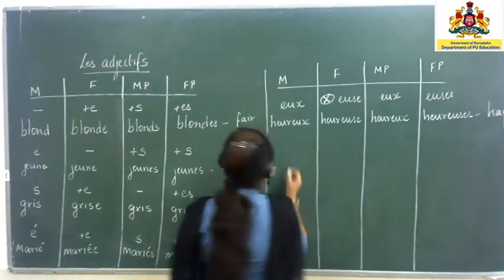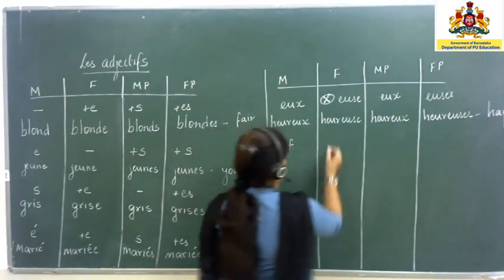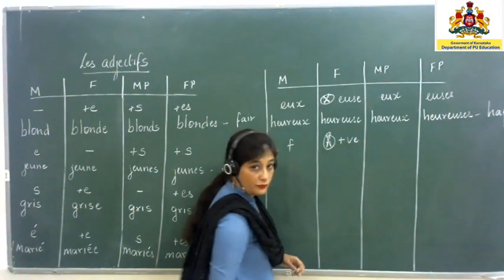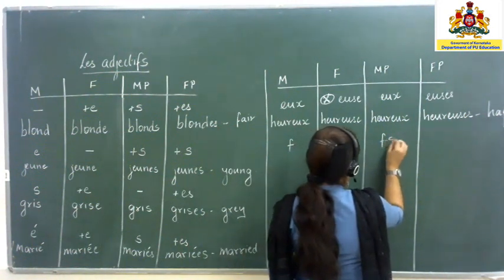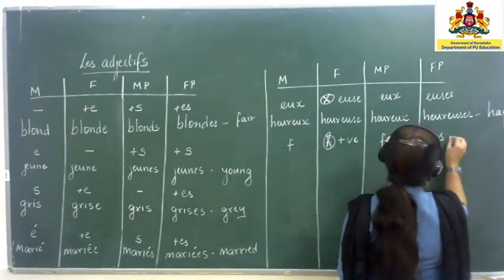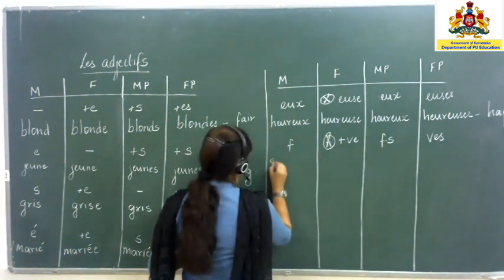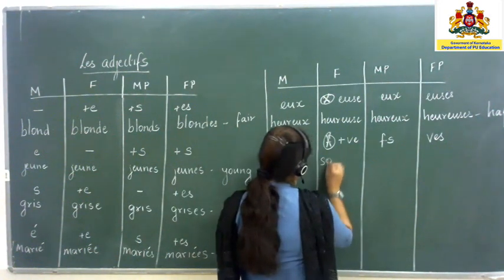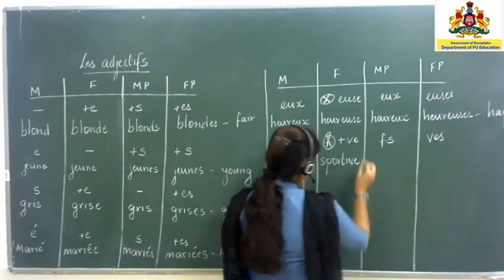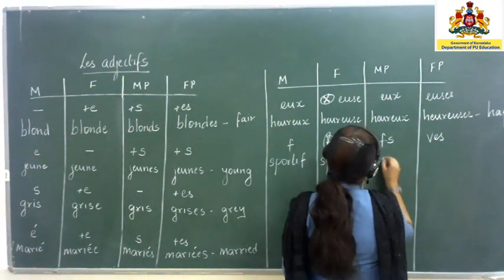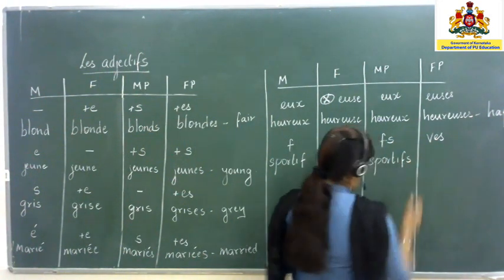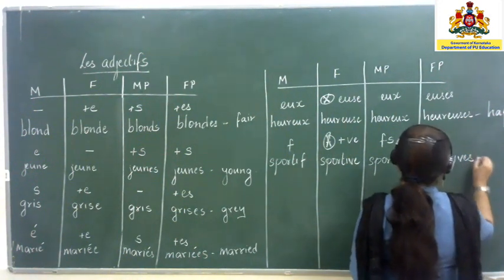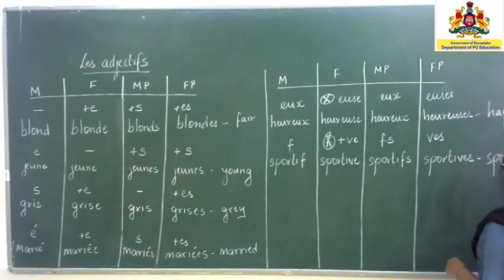If the masculine ends with an F, in the feminine, remove the F and instead add a VE. Masculine plural with an S and feminine plural VES. The adjective sportif, sportive, sportifs, sportives, meaning sporty in English.